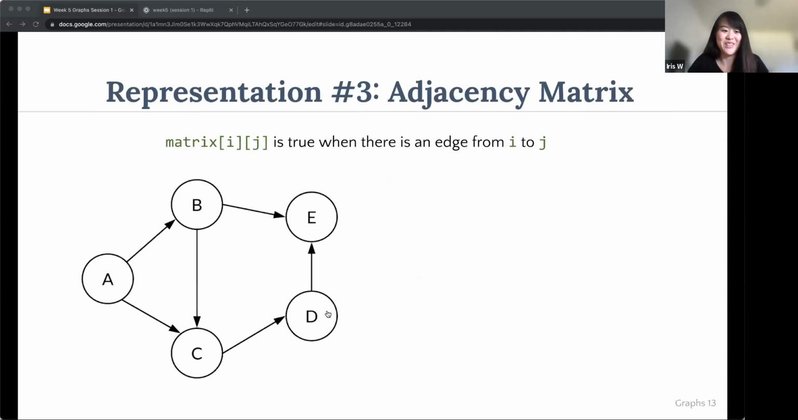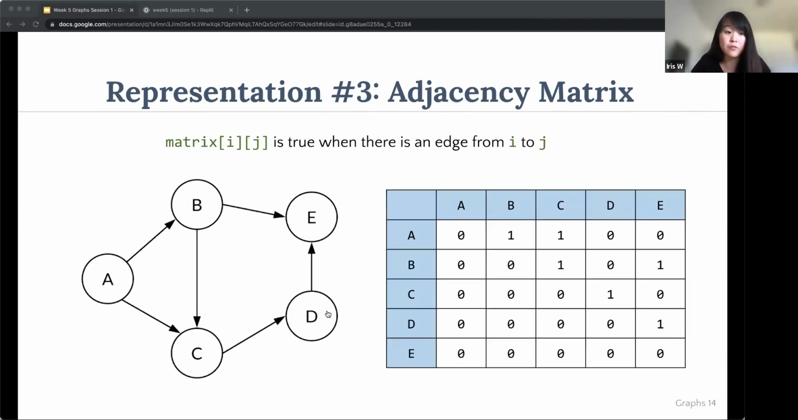And I feel like I saved the most difficult to understand representation for last, but the adjacency matrix is basically representing a graph by an n by n matrix where n equals the number of nodes. And in the matrix itself, in the ith row and jth column, it's true when there's an edge going from i to j. So if we were to break down what this graph looks like in adjacency matrix form, it would look like this. And generally, I find that they can be a little overwhelming to process.